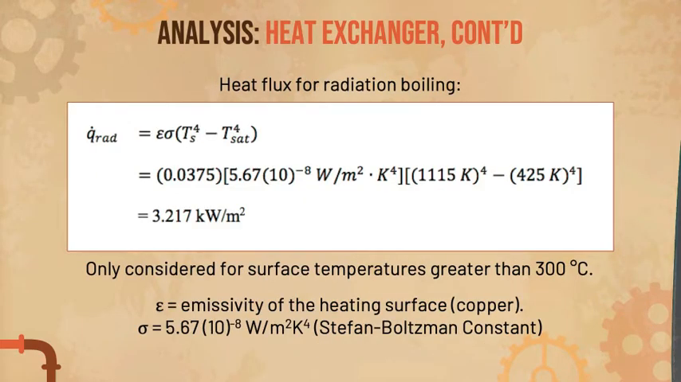Heat flux for radiation boiling is given as follows, where epsilon is the emissivity of the heating surface, which is the copper heating element, and sigma is the Stefan-Boltzmann constant. Here we find that we have a heat flux of 3.217 kilowatts per meter squared.